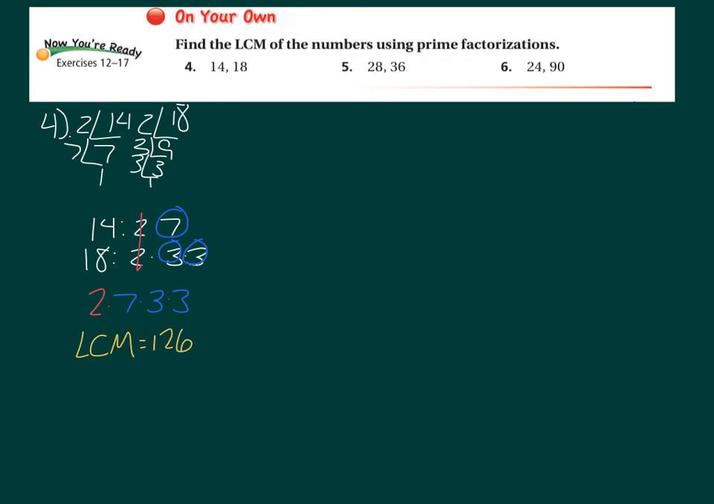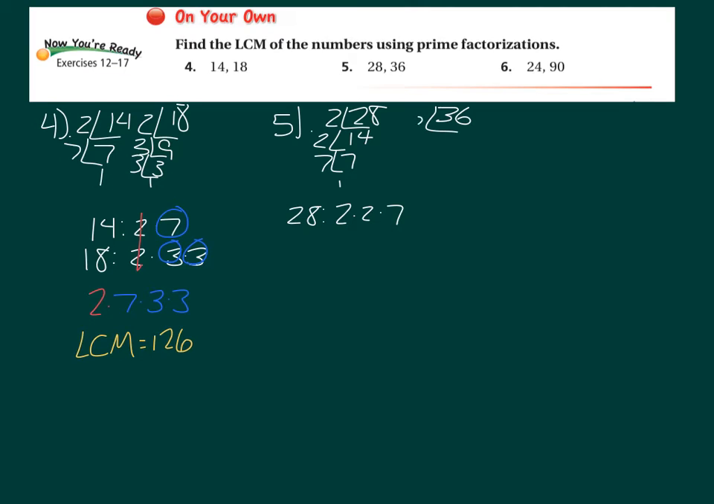Next one. So again, first thing we need to do is break down 28 and 36. I ladder it out. 2 goes in 14 times, 2 goes in 7 times, 7 goes in 1 time. So we write out the factors. 28 is equal to 2 times 2 times 7.